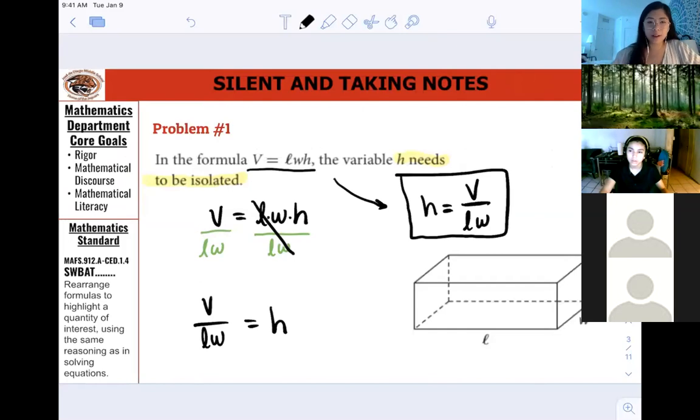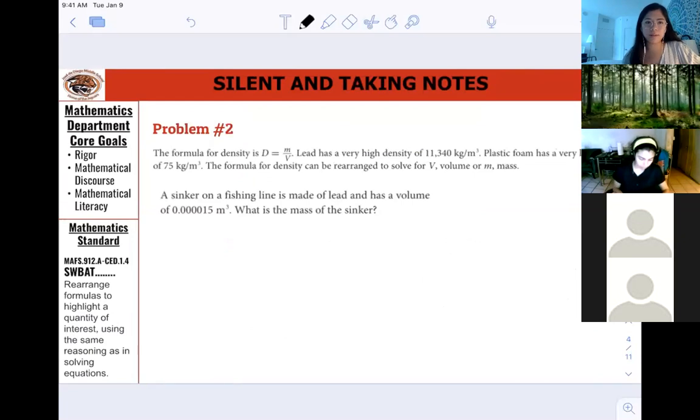Exactly. So the original formula is the formula for volume. So if you want to find the volume, you use that formula. Oh, so if you want to find H, like height. Exactly. So when you rearrange it, now it becomes the formula for height. So if you want to find the height, you could use the formula that I created. So that's kind of why we do this. It's in order to make it easier to solve a problem.